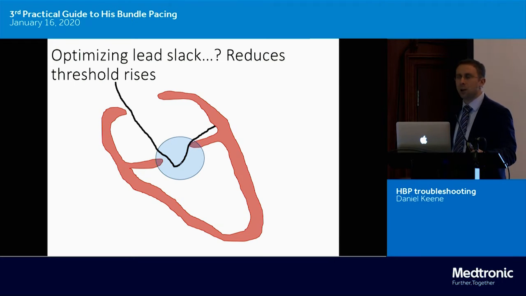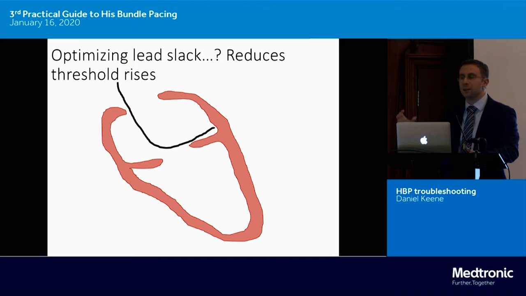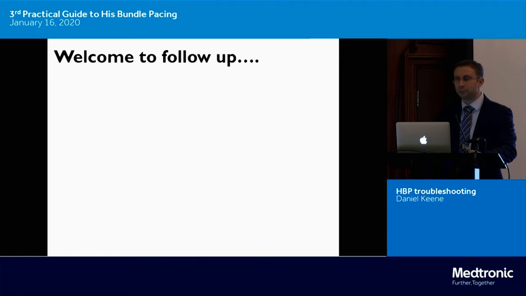Excessive lead slack crossing the tricuspid valve with each heartbeat has been suggested as a possible reason for late rises in threshold, as the valve motion may cause slow damage to the lead. So what you really want is optimized slack so that it doesn't prolapse through the valve, which is potentially going to be far less likely to cause you these late rises in thresholds.